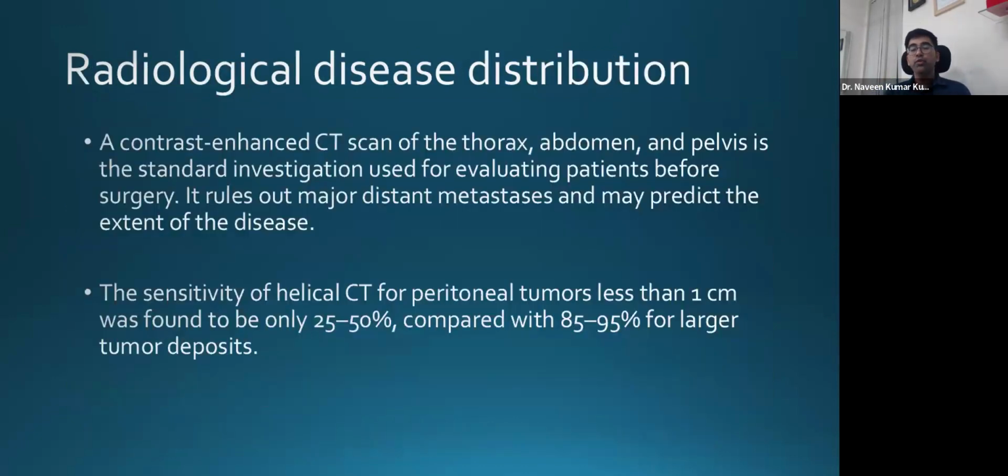Now, how do we plan a patient prior to taking him up for surgery? We do imaging to assess the extent of the disease. A contrast-enhanced CT of the thorax, abdomen, and pelvis is the standard investigation which we do for most patients to check how much of the disease is intra-abdominal and whether there is any extra-abdominal disease or not. But the thing is that the sensitivity of CT for small peritoneal tumors is very, very low. It has been found to be only 25 to 50%, compared to 85 to 95% for the larger tumor deposits.